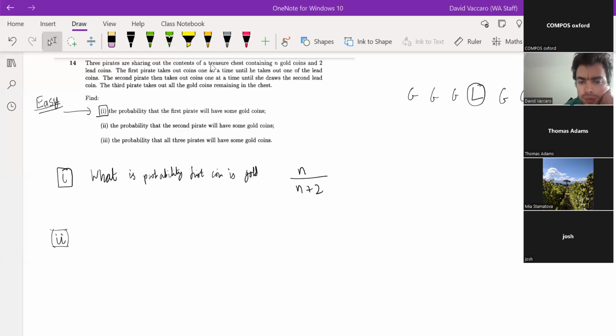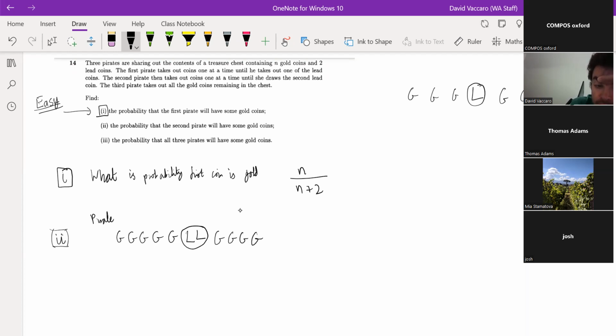Have the first taken n-1 gold coins? Not necessarily, no. So the second pirate gets no gold coins precisely if the 2 lead coins are next to one another. Pirate 2 gets no gold coins if the 2 lead coins are next to one another.